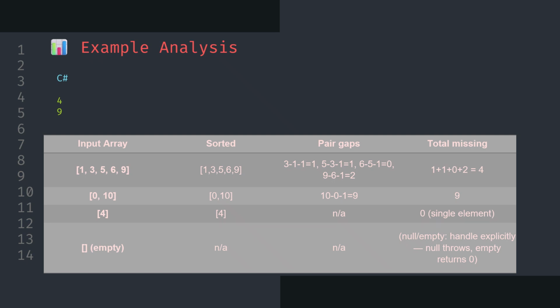This table walks through examples. The approach naturally handles duplicates. For an empty or null input, we prefer explicit behavior such as null throws, empty array returns 0. If you want a different policy, such as null returns 0 or null is 0, I can adjust the implementation.